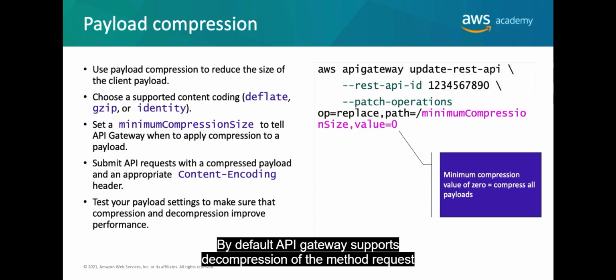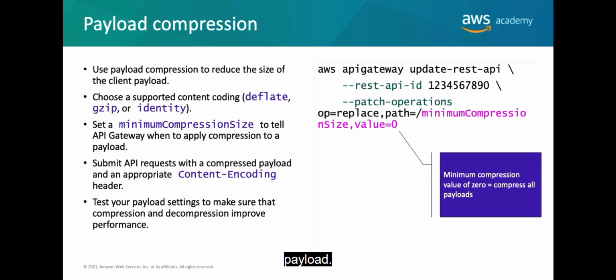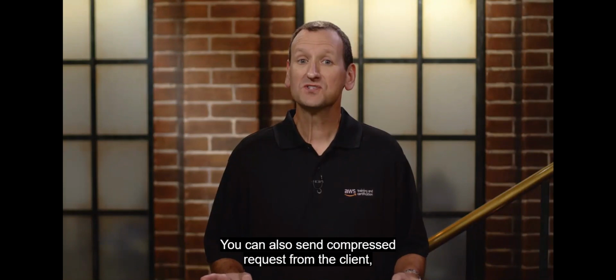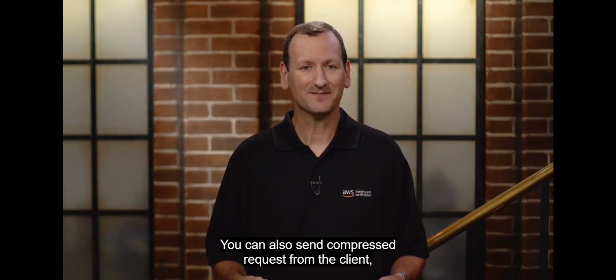By default, API Gateway supports decompression of the method request payload. However, you must configure your API to enable compression of the method response payload. You can also send compressed requests from the client.